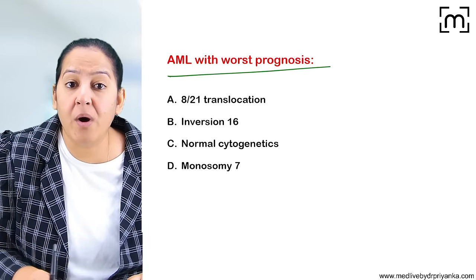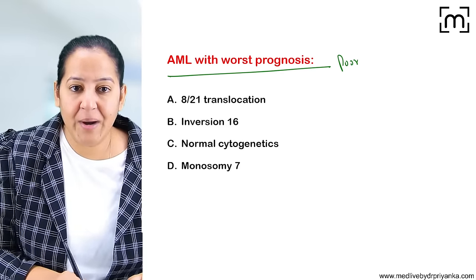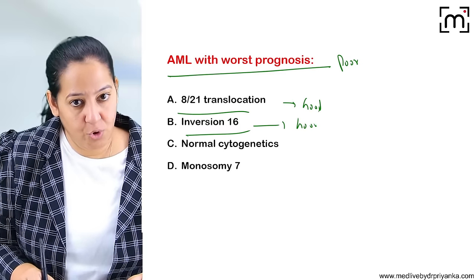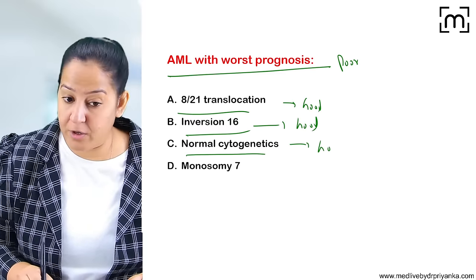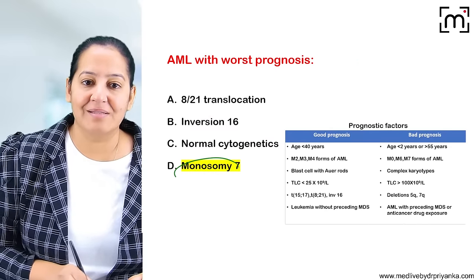Okay, AML with worse prognosis. Tell me the poor prognostic factor, the bad prognostic factor. t(8;21) translocation, this is a good one. Inversion 16, this is also a good one. Normal cytogenetics is a good one, not the complex one. But monosomy 7, 7q deletion, it's a bad one. So the answer is this one.